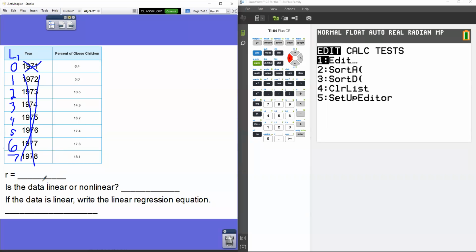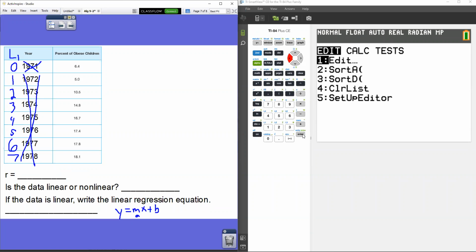So we want to find the R value. We need to say if it's linear or nonlinear. And if it's linear, write the linear regression equation. Now, for the linear regression equation, remember that is in y equals mx plus b form. On your calculator, instead of m, it's going to have an a.